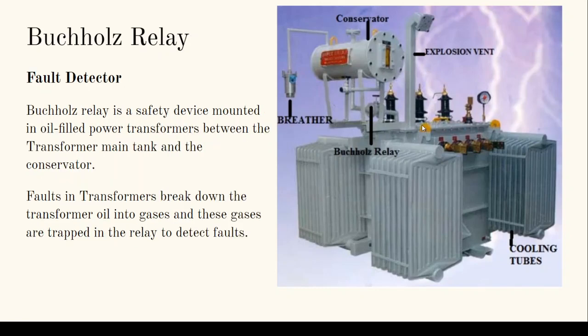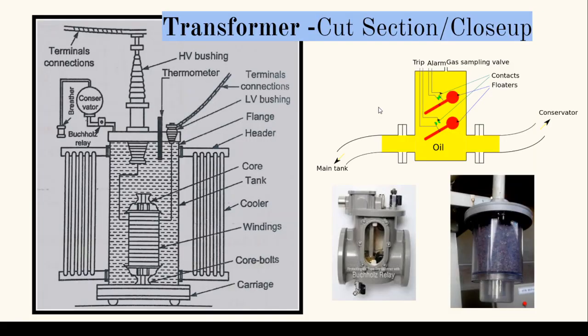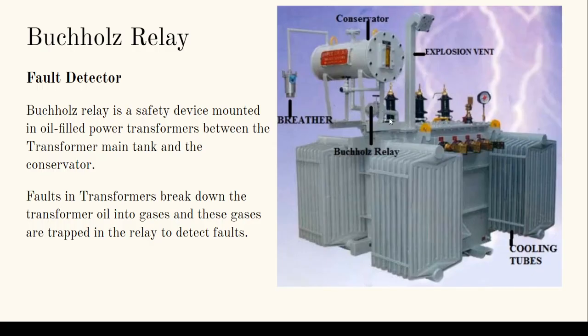Next, an important part is the Buchholz relay. Now, looking at the Buchholz relay, it's connected between your transformer and your conservator. So what happens is, in case there's a fault in the transformer, and normally transformer oil is flowing up, gets heated up because of the winding, gets cooled down through the radiators, goes back in, again circulates. So this is your normal circulation of oil.